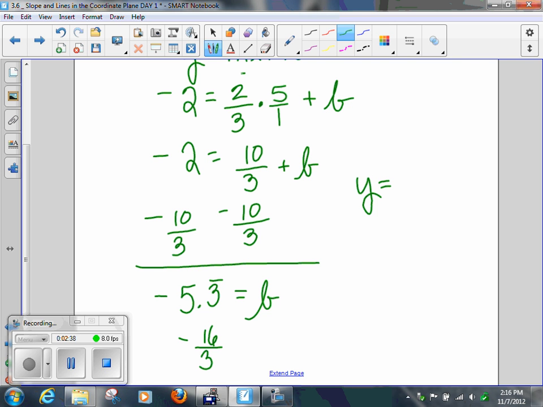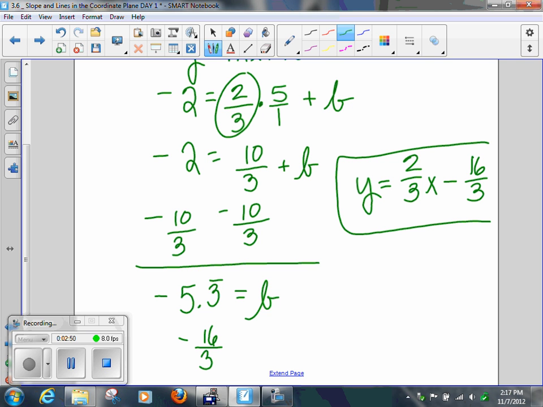now we've got to write our equation using the slope that we were given, which was 2/3. That was given to us. Minus 5.3 or 16/3 is the best answer, because it's not an approximation. Okay? Any other questions on those problems?